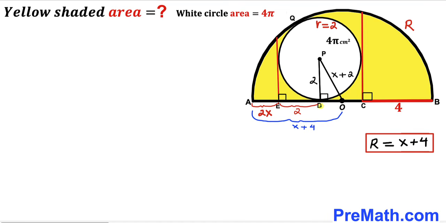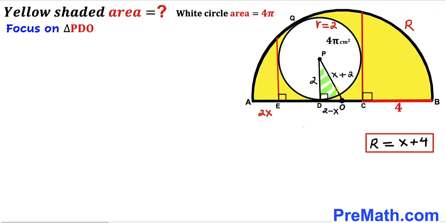So therefore this DO length has got to be this whole radius x plus 4, and then minus this 2x, and then minus this 2 as well. And if we simplify everything over here, that is going to give us 2 minus x. So thus our segment DO length turns out to be 2 minus x.